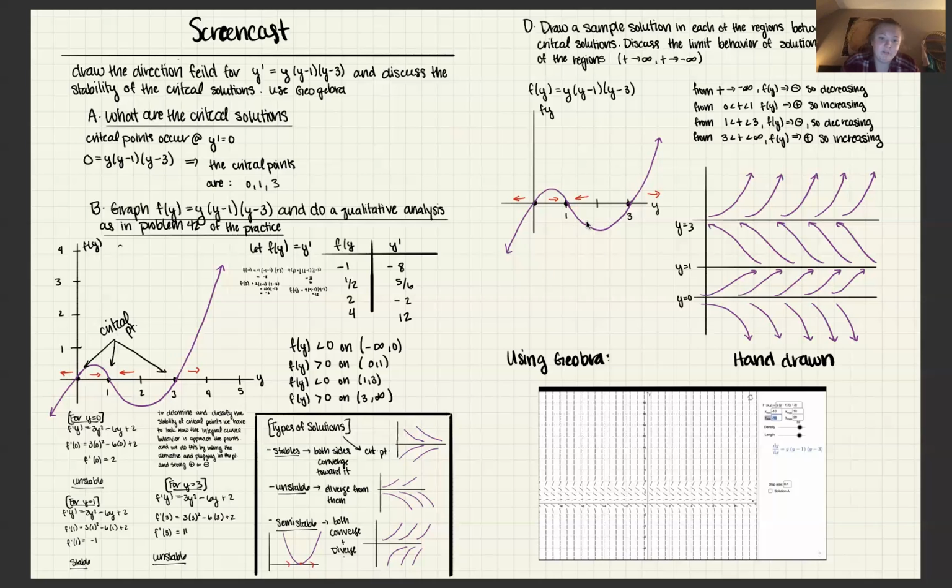Once you do this, since this is a snapshot, it's like a shorthand version of this graph, because these points become asymptotes. Based on whether you're increasing or decreasing, which these arrows show, you can draw in your integral curves and know what direction they're going. This is the hand-drawn version, and this is the GeoGebra version again. So, yeah, we've discussed limit behavior, found critical solutions, and done, awesome. Thanks so much. I'm going to stop this.